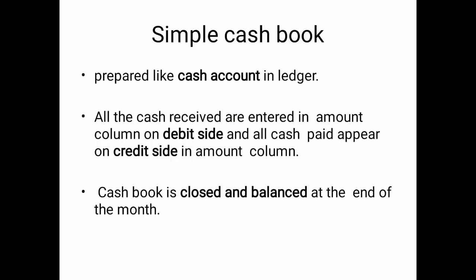See here, the first is the simple cash book. The simple cash book is prepared just like the cash account in the ledger. Ledger refers to the posting after the journal or the subdivision of journal, where we have to put the items into the ledger posting. So here we are referring to the cash account; there is no need to prepare it if the simple cash book is there. All the cash received is entered in the amount column of the debit side.